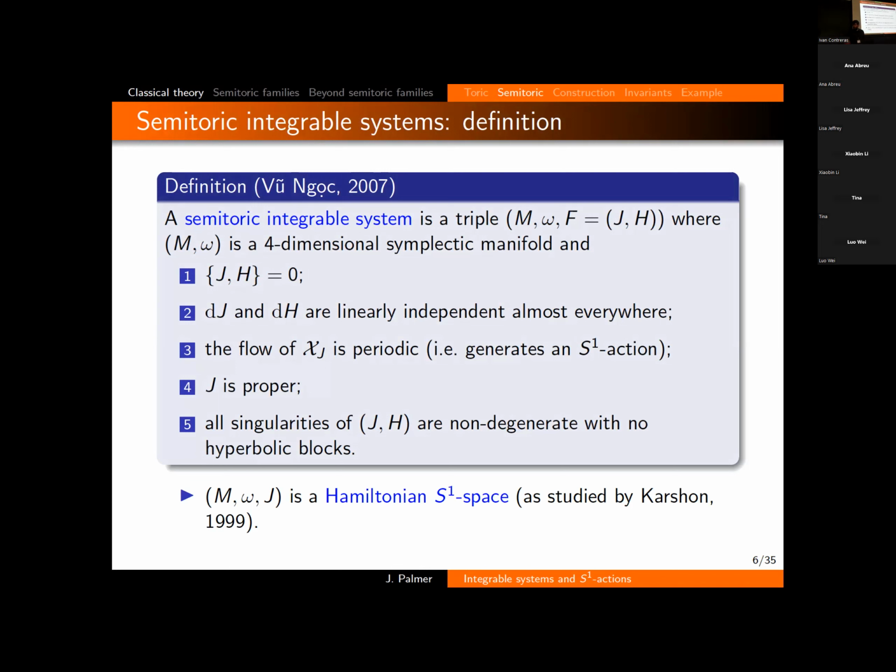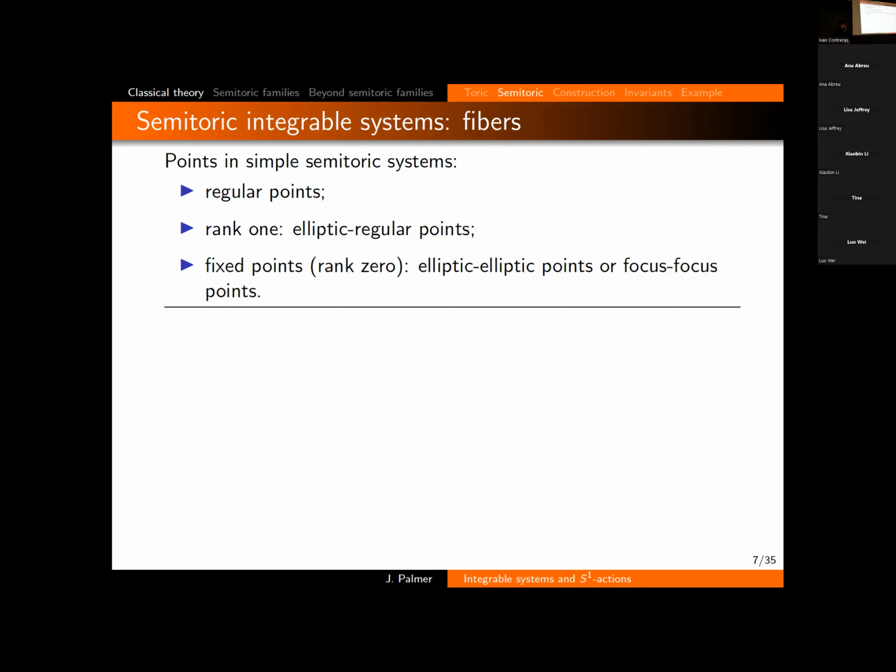Okay, so, why do I care about semi-toric systems? I didn't want to just define something nice. But first, let's think a little bit about what they look like. As I said, there's certain types of singular points, and in a semi-toric system, there's not that many possible points. So there's regular points. These are the points where all the differentials are independent.